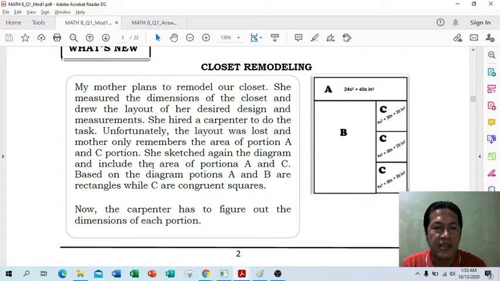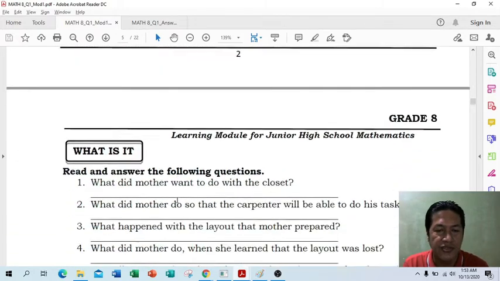Closet remodeling. My mother plans to remodel our closet. She measured the dimensions of the closet and drew the layout of her desired design and measurements. She hired a carpenter to do the task. Unfortunately, the layout was lost and mother only remembers the area of portion A and C. She sketches the diagram again and includes the area of portions A and C. Based on the diagram, portions A and B are rectangles while C are congruent squares. Now, the carpenter has to figure out the dimensions of each portion.